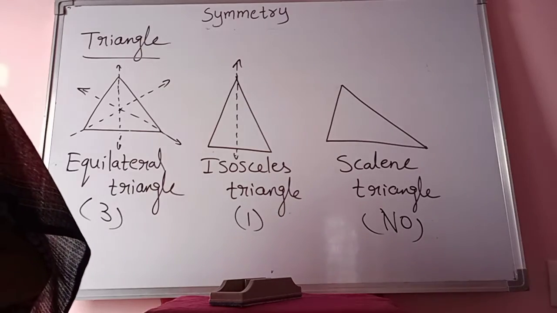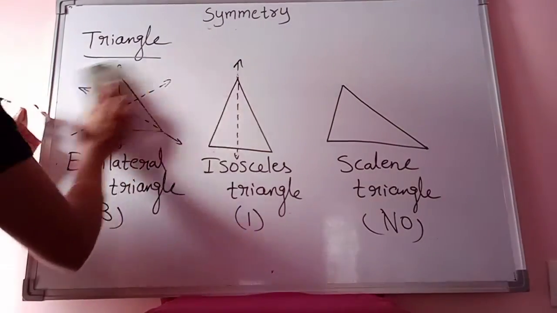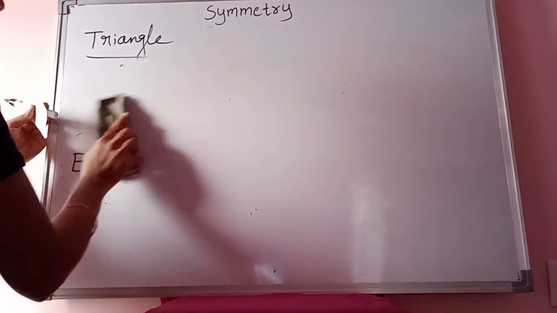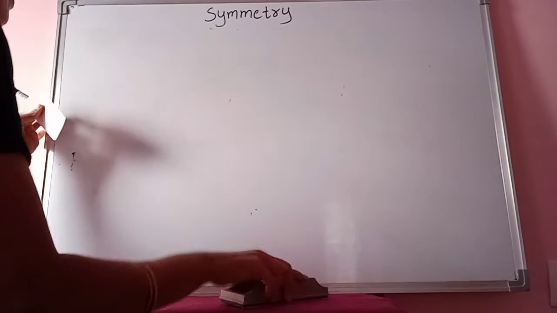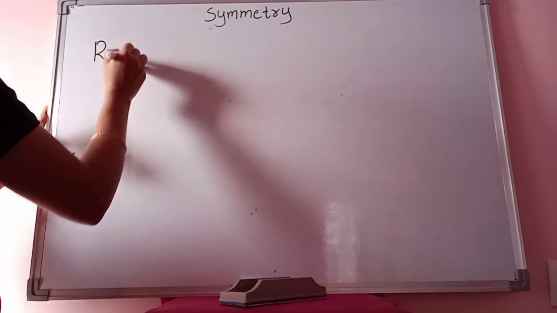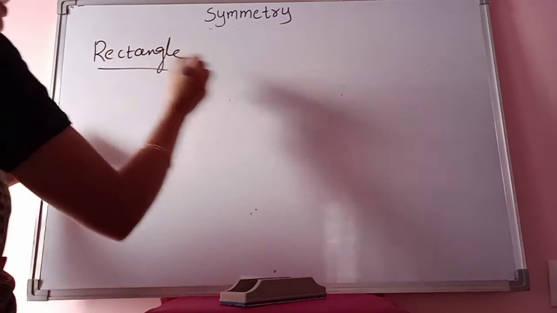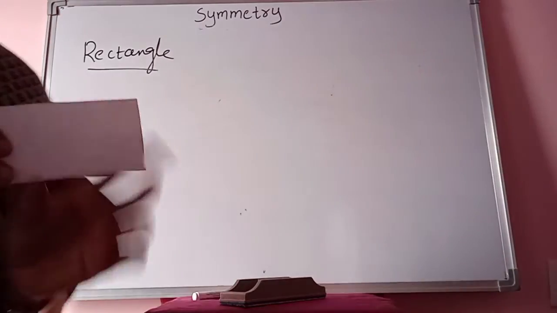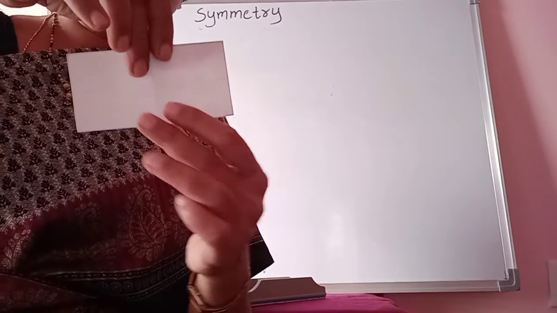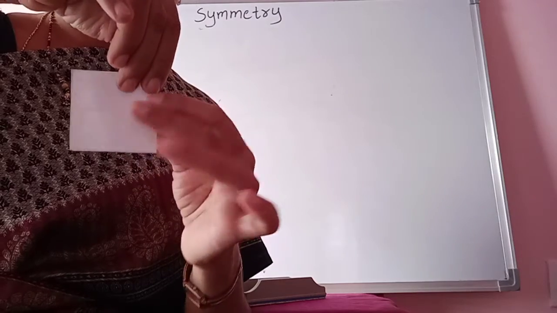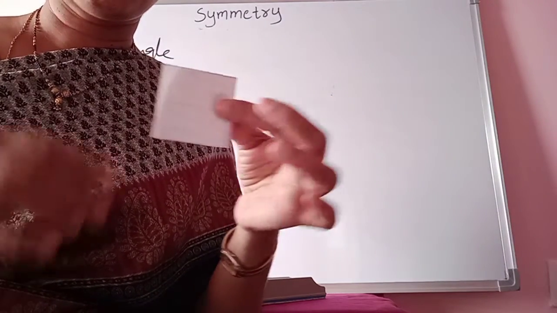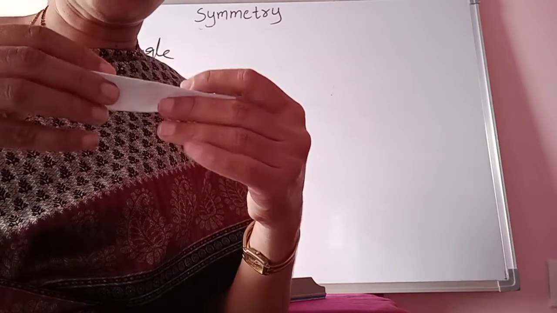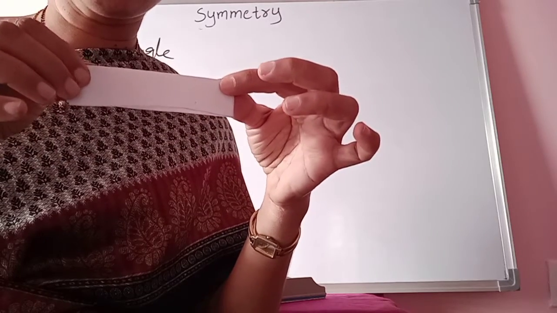Now we'll see rectangle. Rectangle, how many lines of symmetry we'll observe it is having. This is a rectangle. Okay children, first vertically I am folding. See, parts matched each other. Coincide, we say that they coincide vertically and even horizontally also coincide.